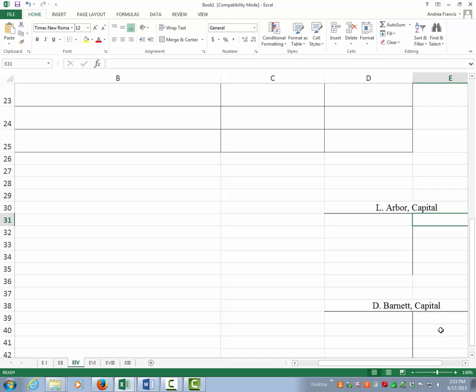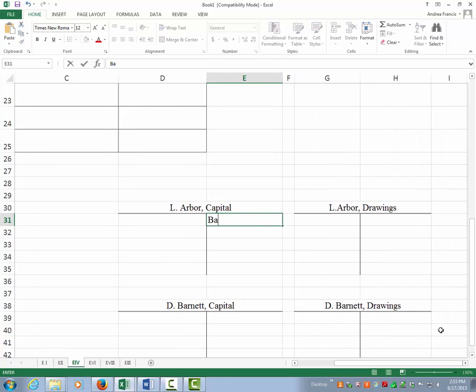As the question says, Arbor has a beginning capital balance of 47,000 and Barnett has a beginning capital balance of 36,000. So our best bet is actually to include the balance in the account so that we don't forget about it. If we forget about it, then our answer is going to be wrong. Capital increases on the credit side, therefore the balance is also going to be on the credit side. That's the normal balance of the account.